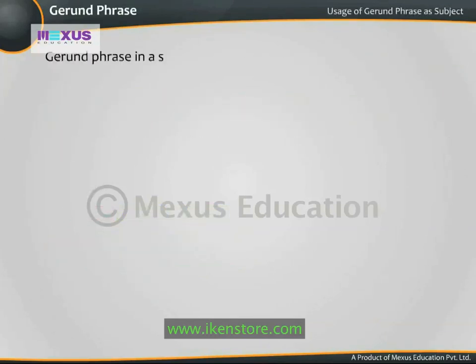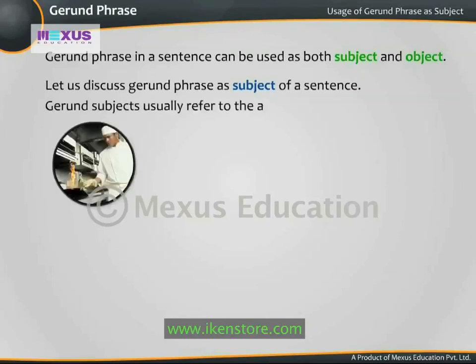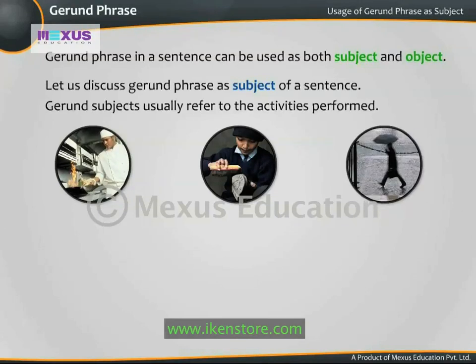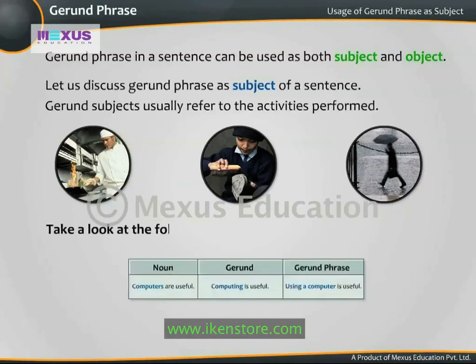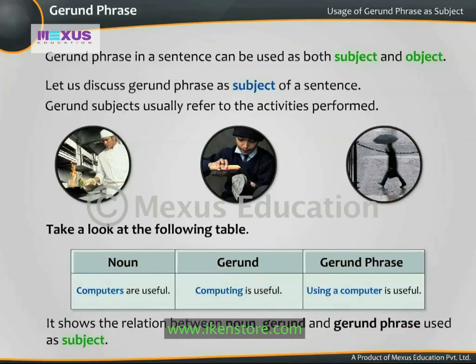Gerund phrase in a sentence can be used as both subject and object. Let us first discuss the usage of gerund phrases as subject of a sentence. Gerund subjects usually refer to the activities performed. Take a look at the following table. It shows the relation between noun, gerund, and gerund phrase used as subject.